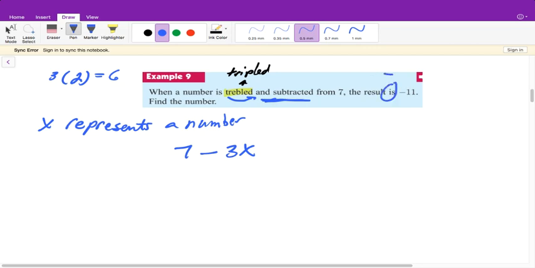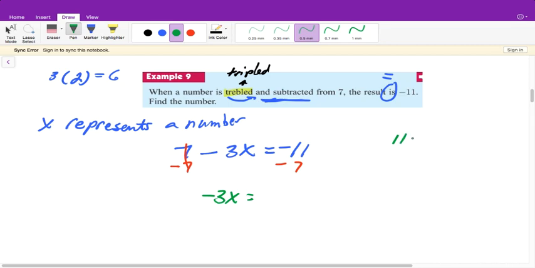Remember, whenever we see the word is, that represents equal, so it says is equal to negative 11. And now we've translated this. So we're just going to solve for the variable. We need to isolate our variable, so it's being added with 7, so we'll do the inverse operation on both sides, so we subtract 7.